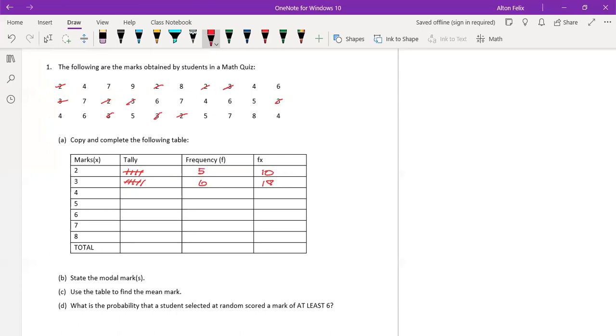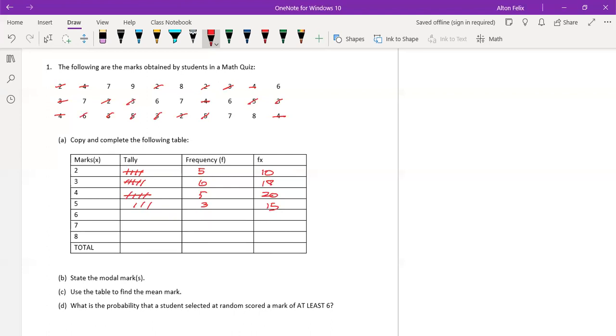Number 4. 1, 2, 3, 4, 5. 5 fours, 20. How many 5s are there? I'm seeing 1, 2, 3. Only 3 5s. 5 multiplied by 3, 15.